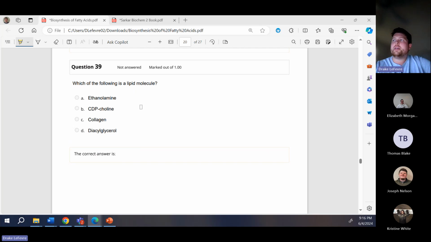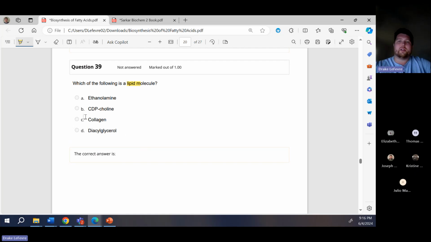Which of the following is a lipid molecule? Diacylglycerol, that's acylglycerol, it doesn't include lipids. Collagen fibers are going to be made up mostly of glucose.